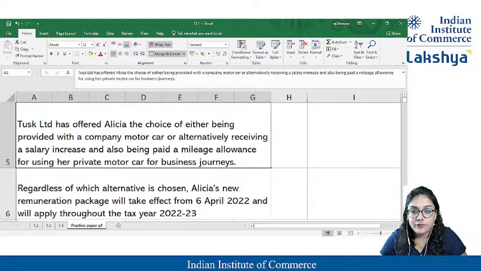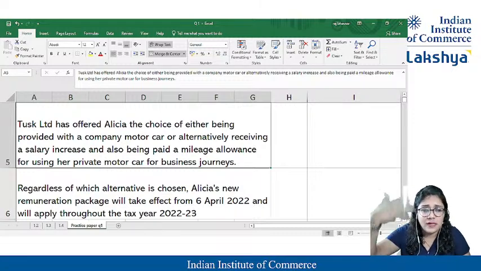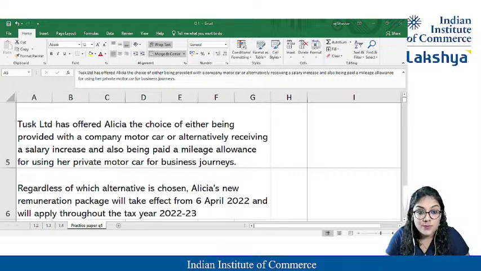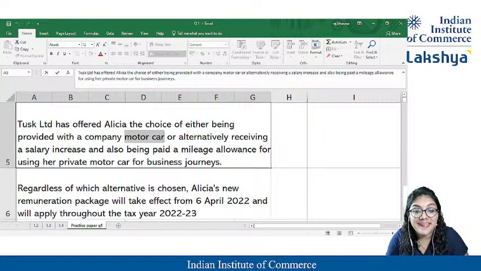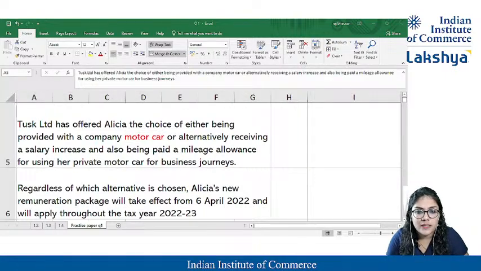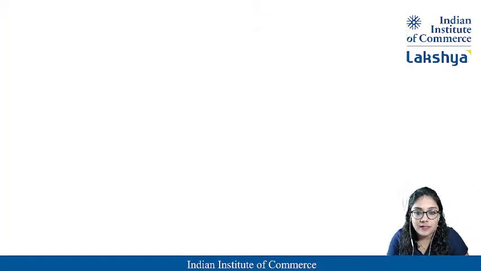Tusk Limited has offered Alisa the choice of either being provided with a motor car or alternatively receiving an increased salary and also being paid a mileage allowance for using her private motor car. Students, remember something which is known as motor car? Yeah, ma'am. There is some guidance, we know. When I'm talking about motor car, what are the things which will be provided to me in the paper? If I show you about the motor car, I think it is visible.